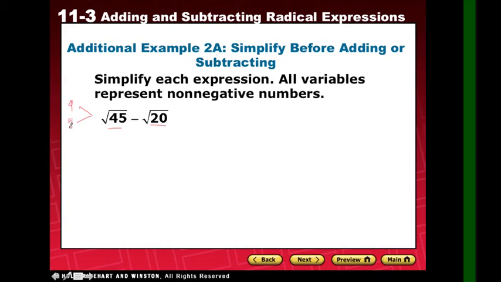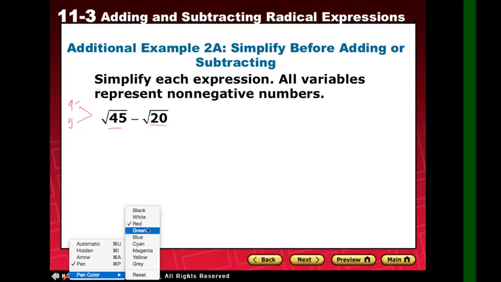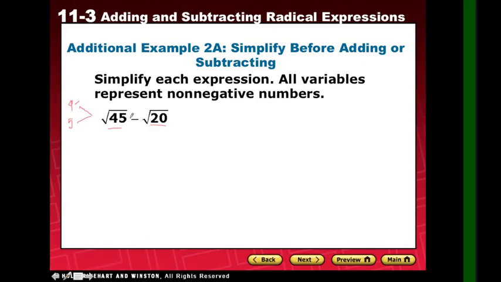Is 9 a perfect square? Correct, this one is a perfect square. Is 5 a perfect square? No. So, like I said, one perfect square and one not perfect square. How about this 20? I think of 4 and 5. Make sure that their non-perfect square is the same, like this one, so that later we can subtract them because they have the same radical expression.